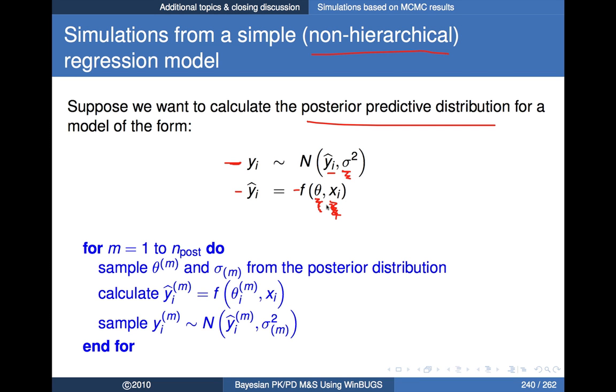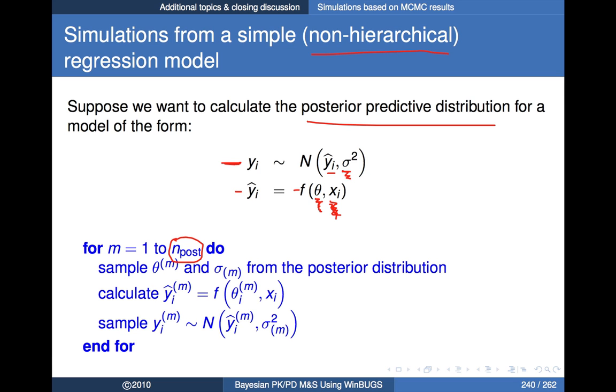So we're going to take a particular xi, we're going to take our samples of theta and sigma squared, and we're going to say what's the posterior predictive distribution for yi. So let's further assume we've got our posterior samples for theta and sigma squared, and in particular let's assume we've got n post posterior samples in here.